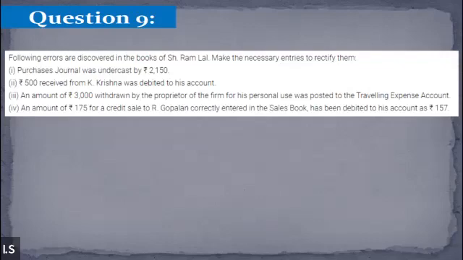Following errors are discovered in the books of Shri Ramlal. Make the necessary entries to rectify. So first one is purchase journal was undercast by 2,150. 500 received from Krishna was debited to his account. An amount of 300 withdrawn by proprietor of the firm for his personal use was posted to the traveling expense account. An amount of rupees 175 for a credit sale to Gopal correctly entered in the sales book has been debited to his account as 157.